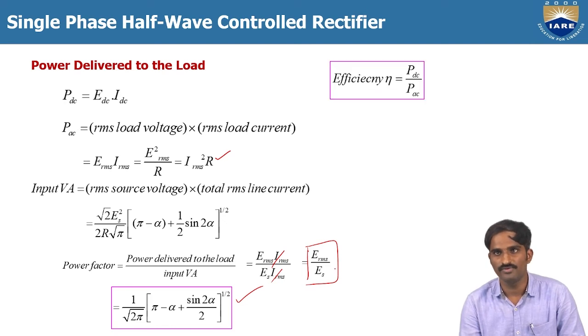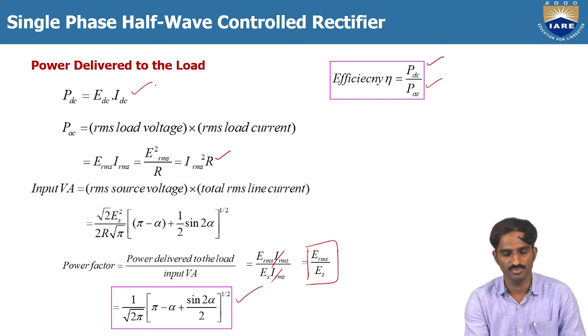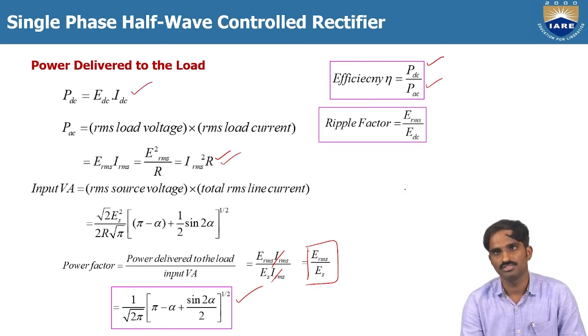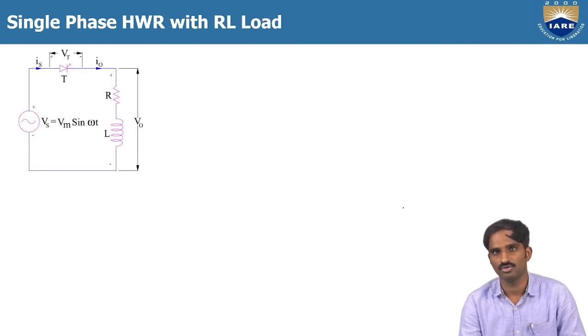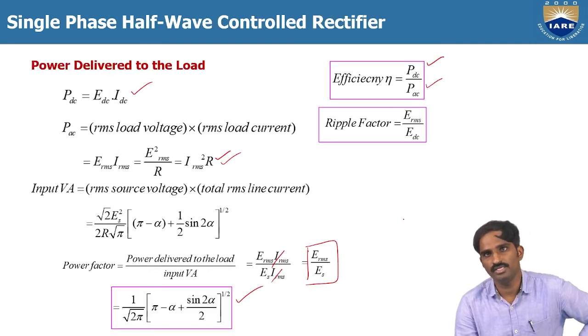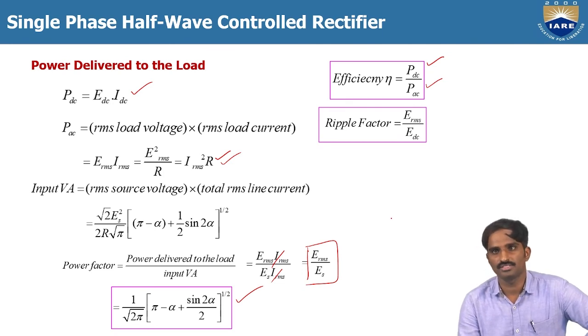Then the efficiency, PDC by PAC, that is output by input. Here output is PDC and input is PAC. Just now we have calculated this PDC and this PAC, so you can substitute and you will get the efficiency. Similarly, the ripple factor, that is Erms by Edc. Like that we can find the different parameters based on the average load voltage and current as well as the RMS load voltage and current. This is how we can find them.